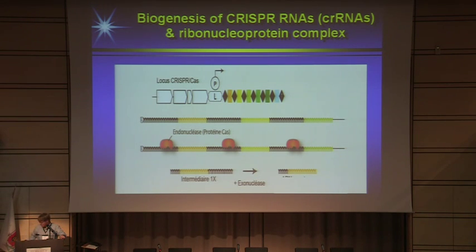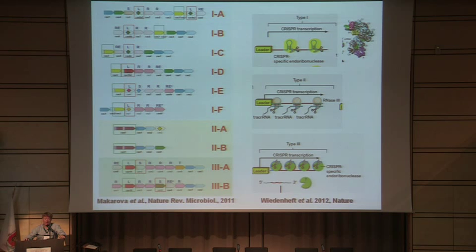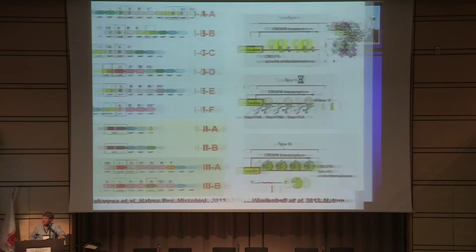There have been a lot of studies in that area, a lot of really nice papers. We think that there are at least three types of mechanism by which the small RNAs are produced: type 1, type 2, and type 3. Like I said, Emmanuel will talk about type 2 in a few minutes.